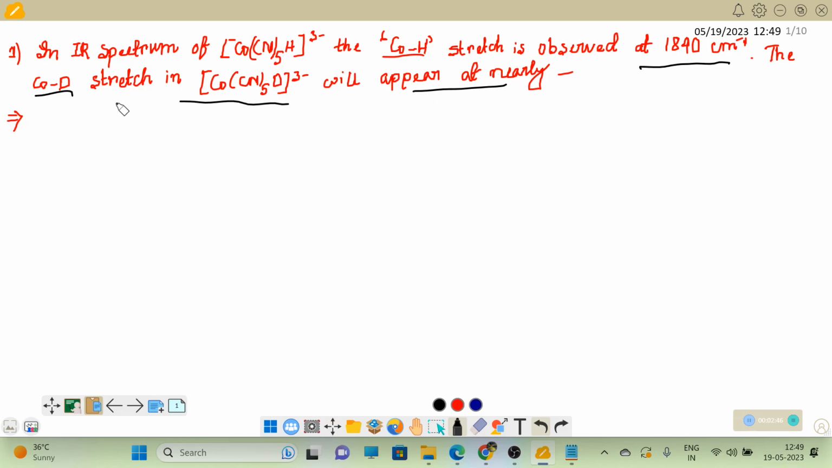They are asking what will be the stretching frequency of the Co-D bond. I think you all know the formula from IR spectroscopy for the stretching. When we are discussing bond strength, there is a formula: nu bar equals 1 by 2 pi c root over k by mu. It talks about our bond strength and about our reduced mass.